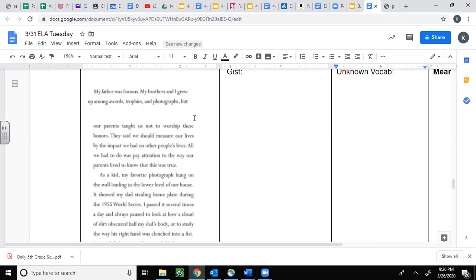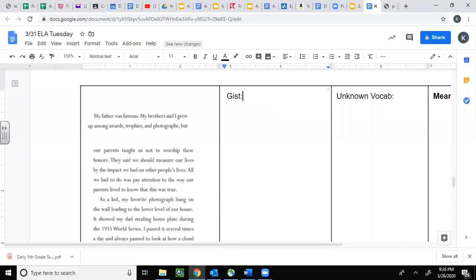But really all you're doing is reading the left column, coming up with a gist. Okay? So summing it up in 1 sentence, maybe 2. The big idea of that section. Okay? All right, so go ahead, finish those, turn them into me. I will do my best to get back to you guys as soon as possible with edits or comments, and then we will touch base again tomorrow.